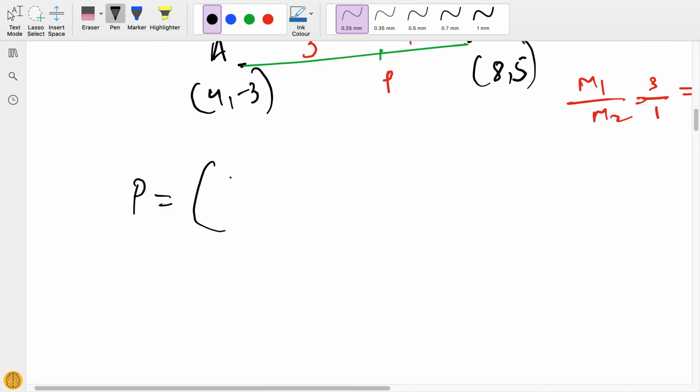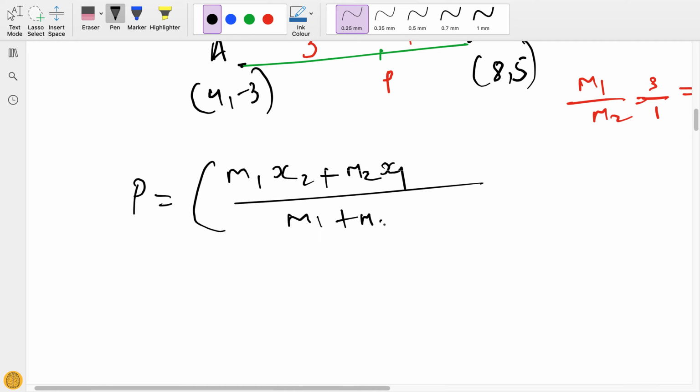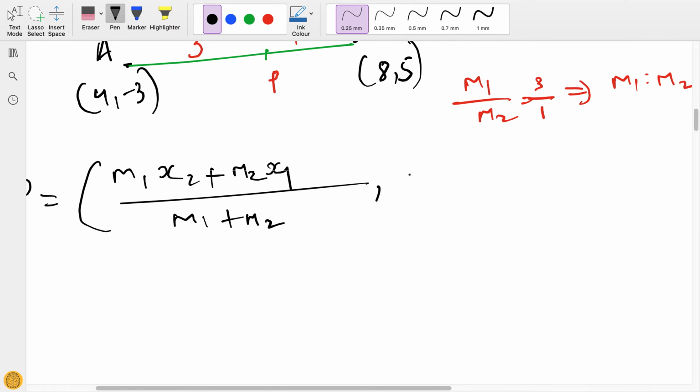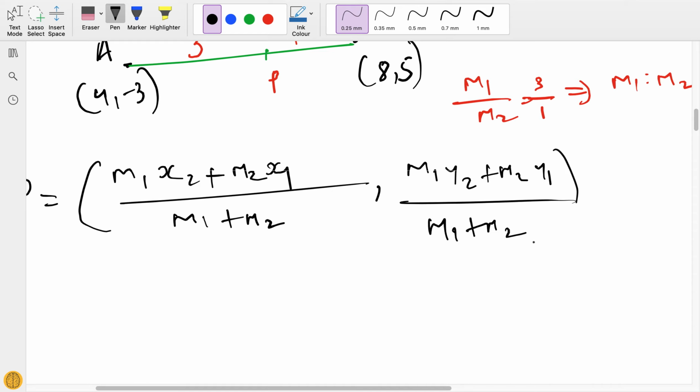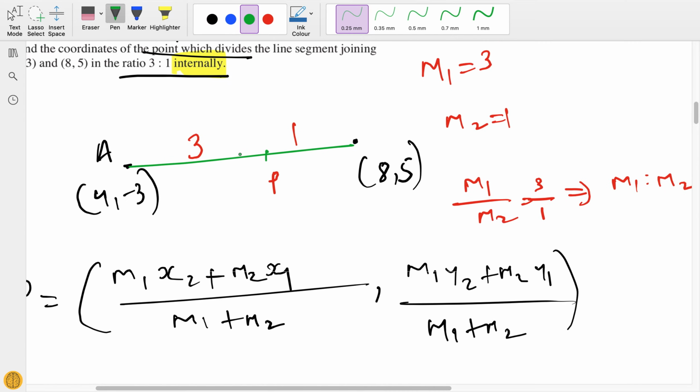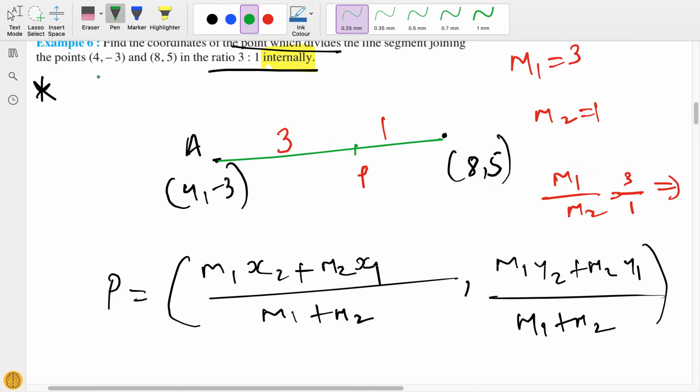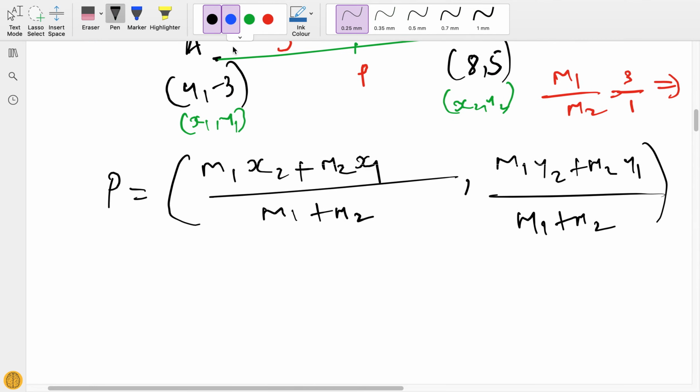The formula is, try to repeat this formula with me: m1x2 plus m2x1 upon m1 plus m2. This is the x coordinate, and the y coordinate is m1y2 plus m2y1 upon m1 plus m2. So let's put values in this formula. x1, y1 is (4, minus 3). This is our x1, y1 and this is our x2, y2. So let's put these values.